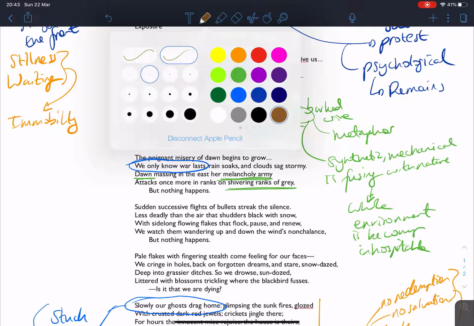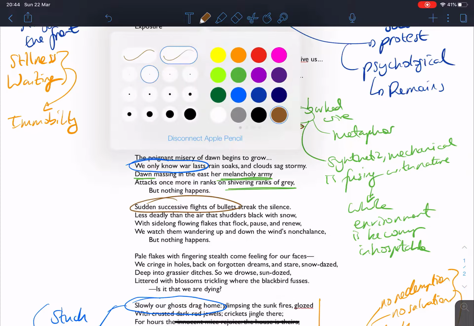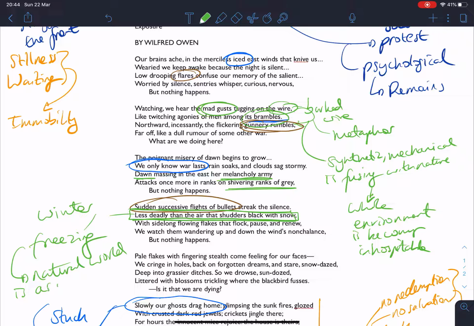And then as we continue to move on, and I'll do this bit in brown, we have the presence of the mechanical imagery. So we have the gunnery rumbling. We have the flares. These are all man-made things. We have the sudden successive flights of bullets. But interestingly, right next to that, it's less deadly than the air that shudders black with snow. So we are in winter. It is freezing. So then the natural world is as much a threat.